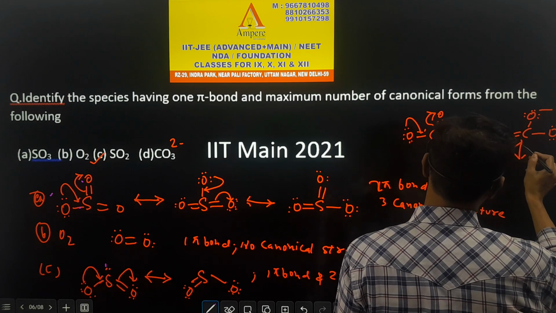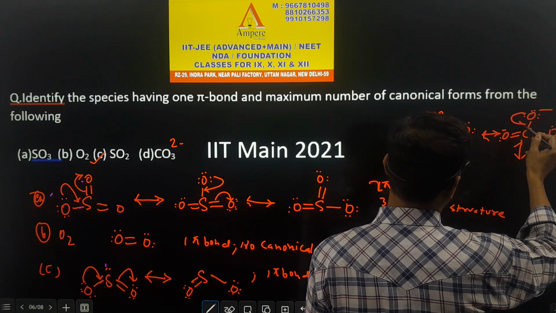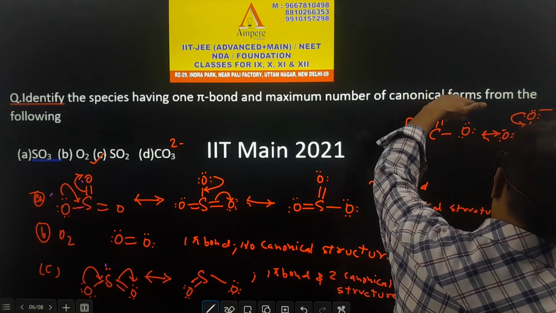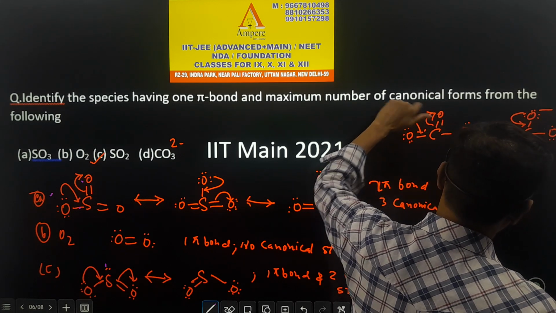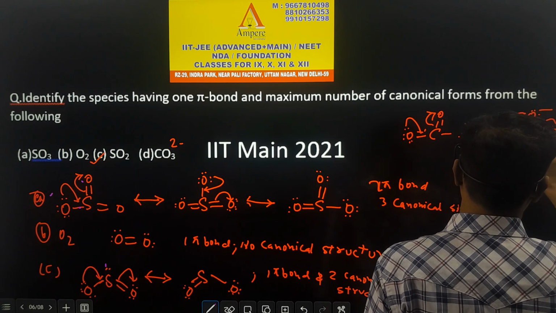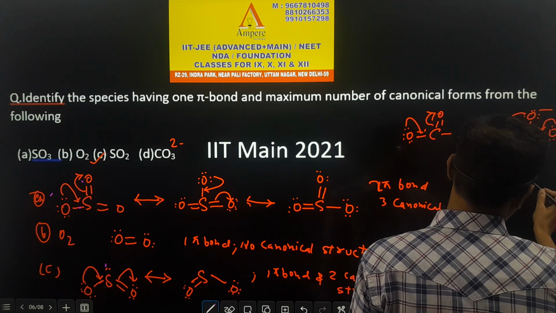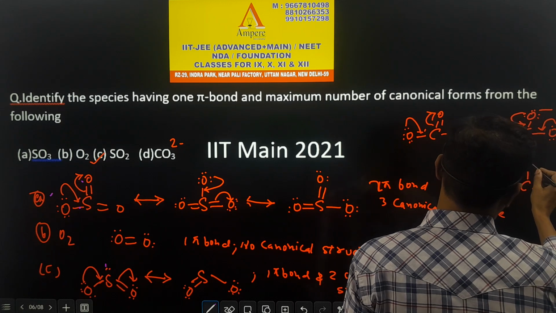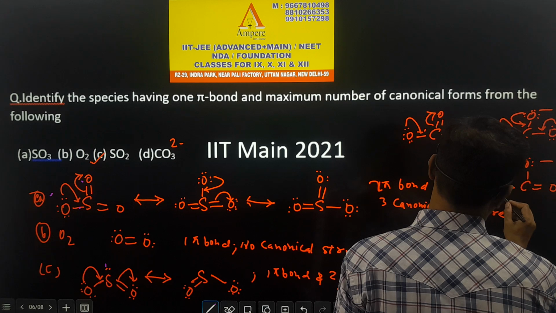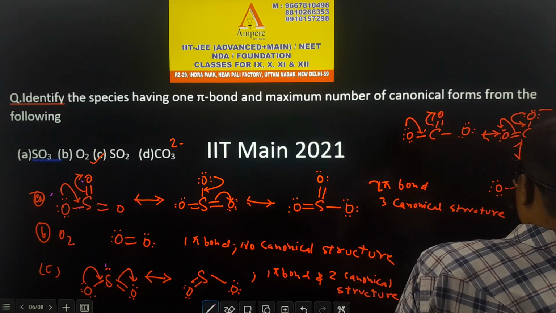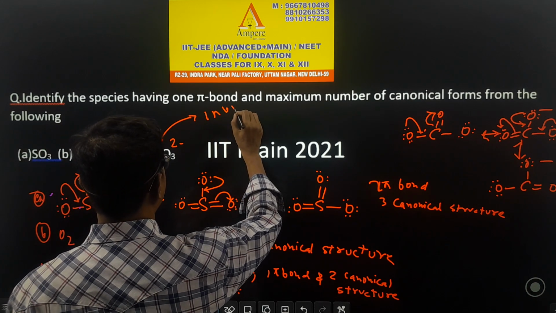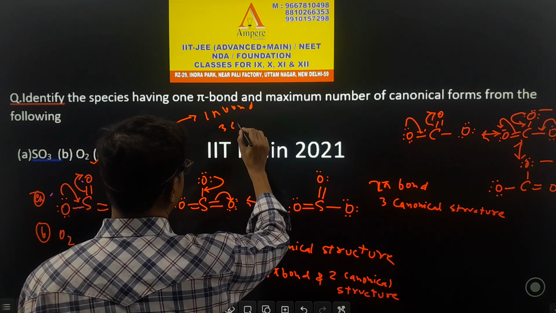Now what happened next? This one will again come here for double bond formation as usual. That had come here, so this will come here for double bond formation. This oxygen will take the electron. So same structure. Now if this comes here for double bond formation and this takes, what will happen? Carbon here, double bond oxygen, here as usual negative charge, and here single bond. So three canonical structures. So in carbonate ion, what happened? Carbonate ion: one pi bond and three canonical structures.